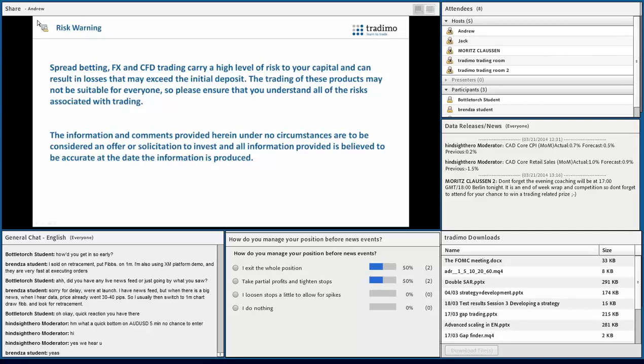This class is basically on finding confluence on a price chart. We're on the 21st of March, just after 2 o'clock London time.